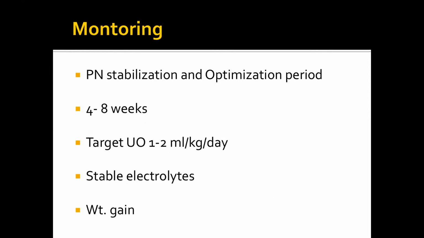The PN stabilization and optimization period takes anywhere between 4 to 8 weeks. What do we mean by this period? That the patient has almost daily adjustment of the PN support, electrolytes, protein, and so on and so forth, until they reach a stable amount where you do very minimal changes in their daily PN volume and concentration. The target urine output should be anywhere between 1 to 2 ml per kg per day. You want stable electrolytes and stable weight gain.